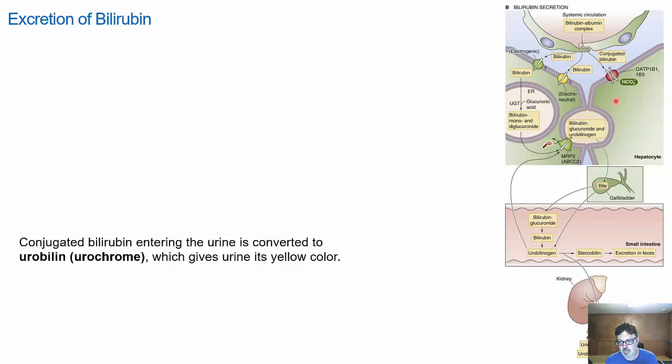Conjugate it, and then take it into the bile. Notice that the bilirubin glucuronide conjugate can then be deconjugated into bilirubin, which can be broken down into urobilinogen and then either excreted into the small intestine, converted into stercobilin and excreted into the feces, or if it's conjugated, it can go out here into the urine, where it's released as that urobilin pigment. So that's going to give the urine its yellow color.